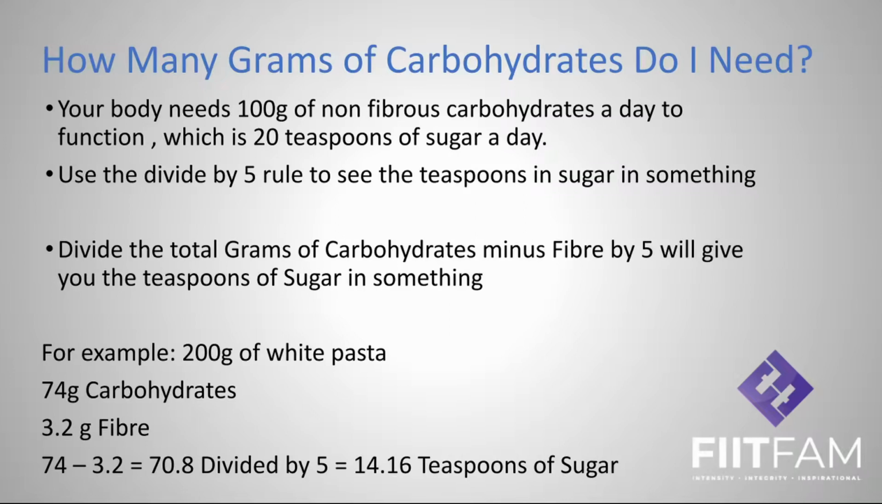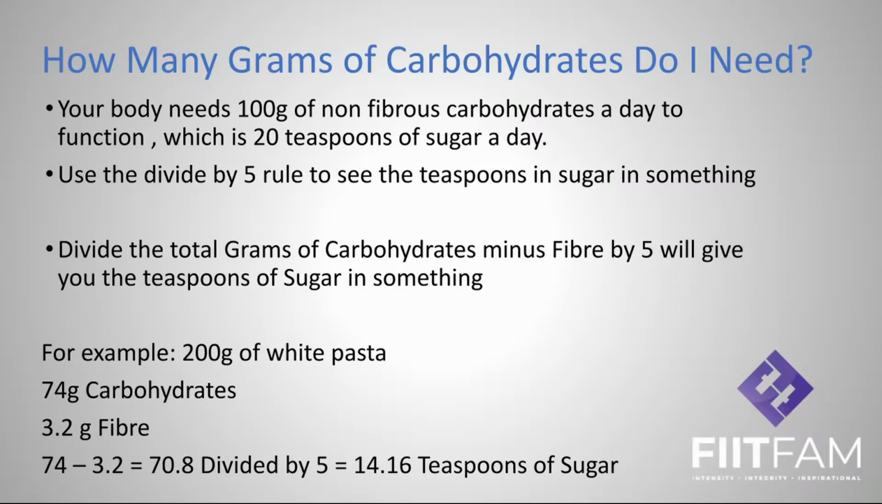So for example, 200 grams of white pasta is 74 grams of carbohydrate, 3.2 grams of fibre. So that's 74 minus 3.2, and that equals 70.8. Divide that by 5, and then you've got 14.16 teaspoons of sugar in 200 grams of white pasta.